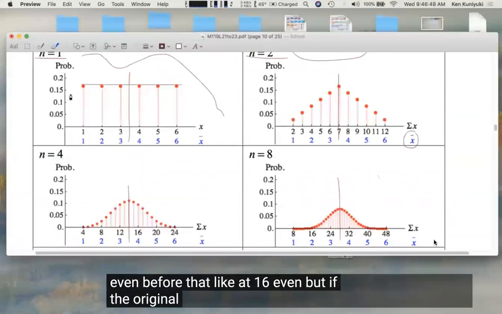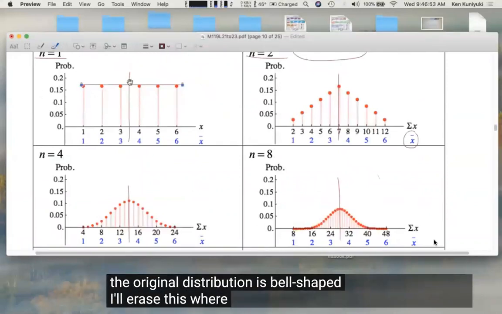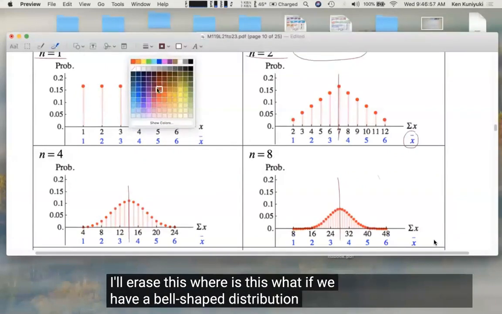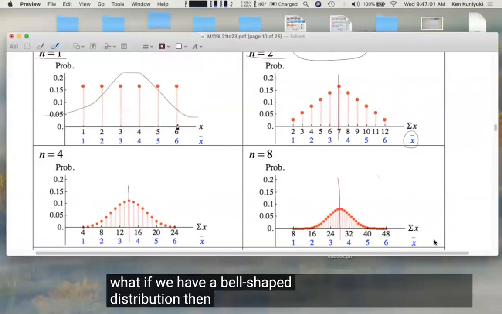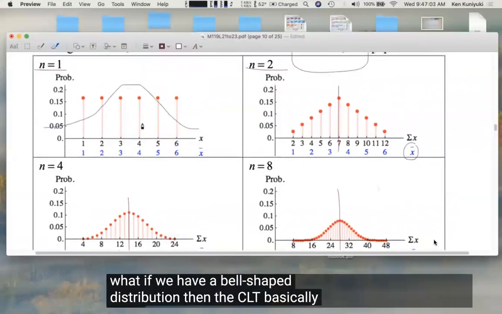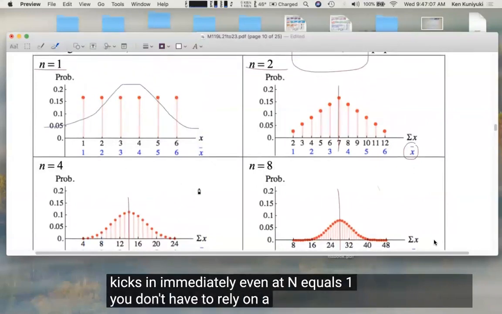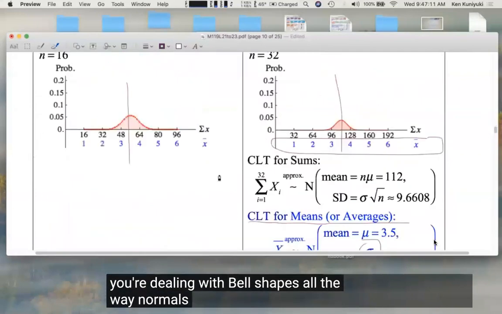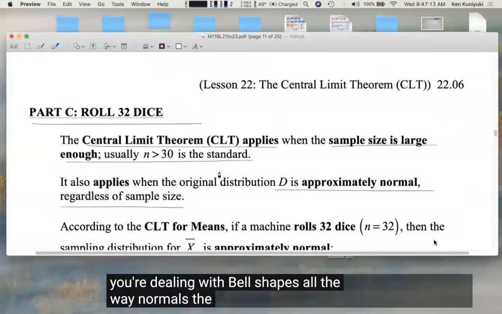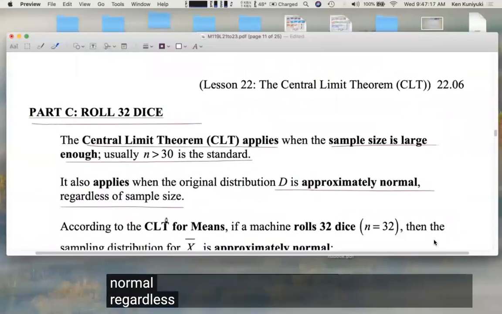But if the original distribution is bell-shaped, I'll erase this. What if we have a bell-shaped distribution? Then the CLT basically kicks in immediately, even at n equals 1. You don't have to rely on a large sample size. If you start with a bell shape, you're dealing with bell shapes all the way, normals. The CLT applies when the original distribution is approximately normal, regardless of sample size.